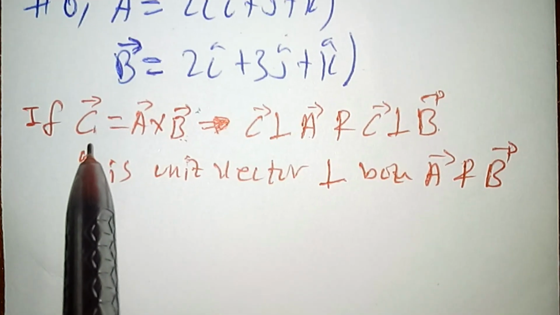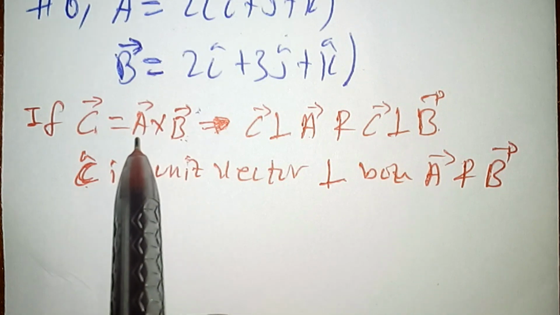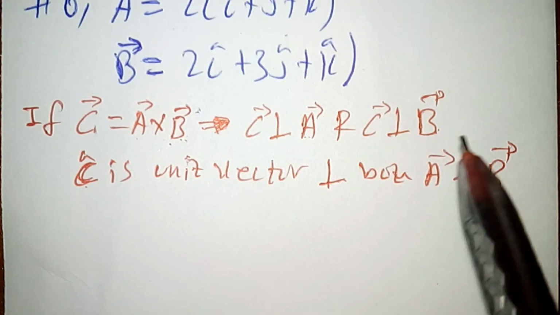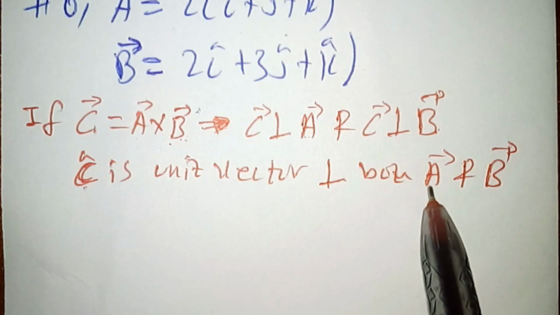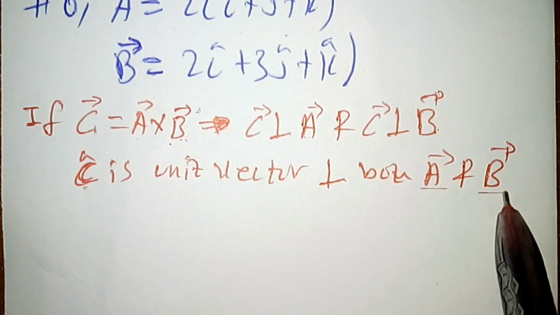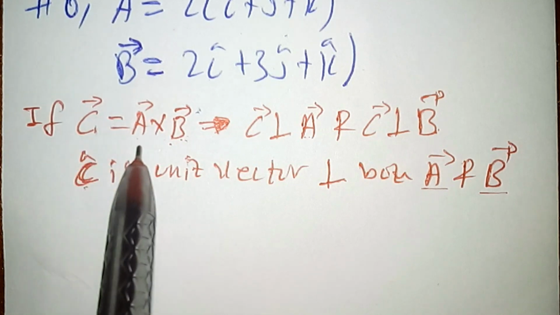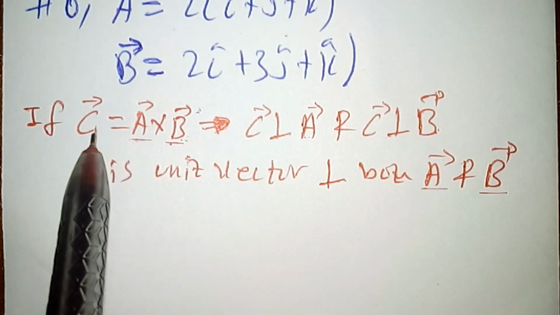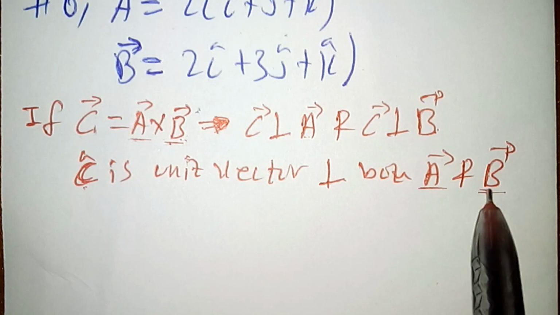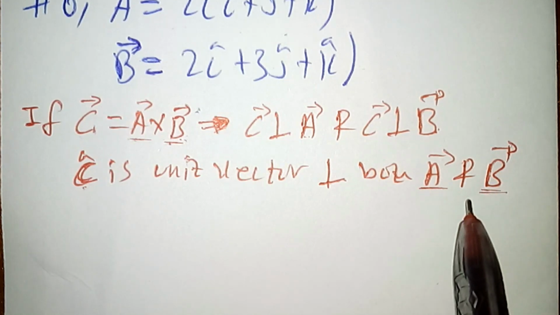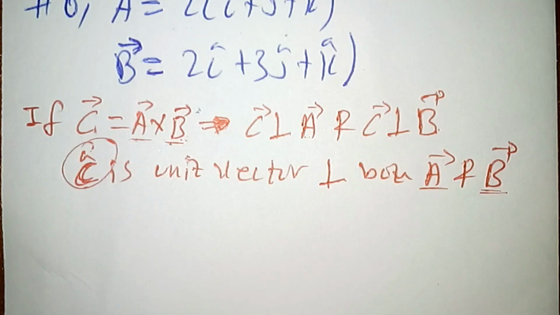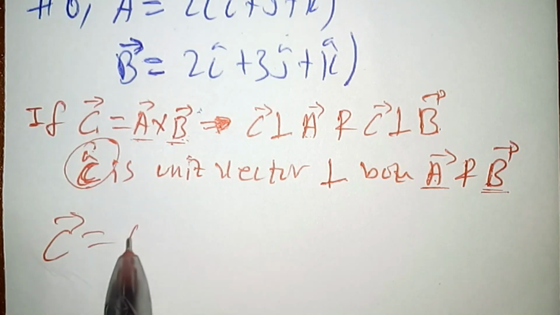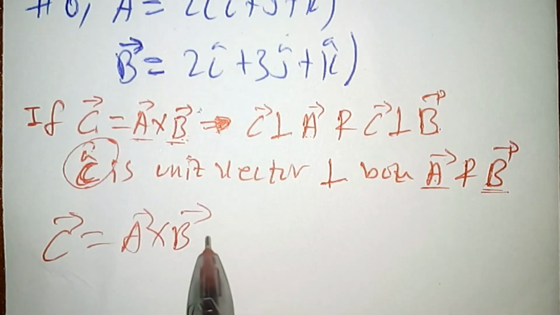If C is the vector which is the cross product of the vectors A and B, then C is perpendicular to both vector A and vector B. Then the unit vector C is also perpendicular to both vectors A and B. That means C is the vector perpendicular to the plane containing both vectors A and B. So we can find this unit vector C, which is perpendicular to A and B. So vector C is the cross product of vector A and vector B.